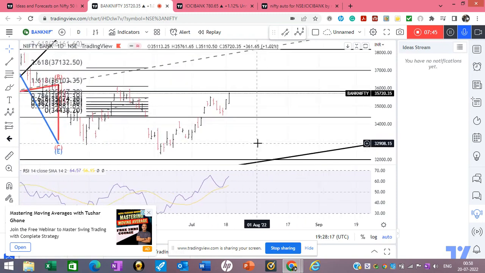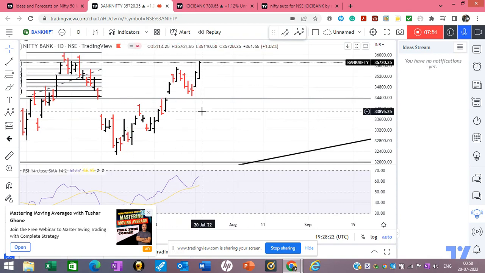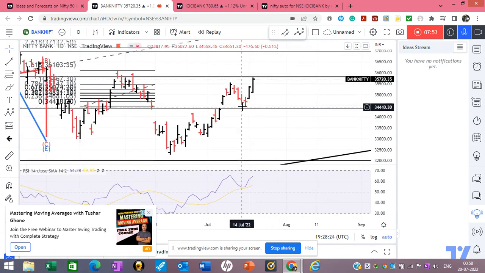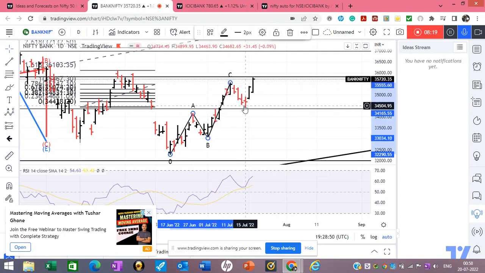Look at this. Same pattern is developing in Nifty Bank also. And this was a 5 wave move up. One, two, three, four, five. Earlier, I actually had counted this as the one full triangle, but that is a mistake. So this should be like this. This is A, and this is B. This is C, and this is, okay. This is not a triangle.